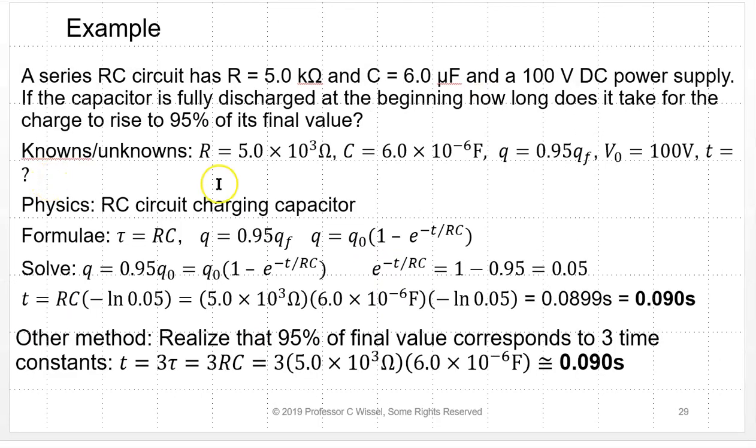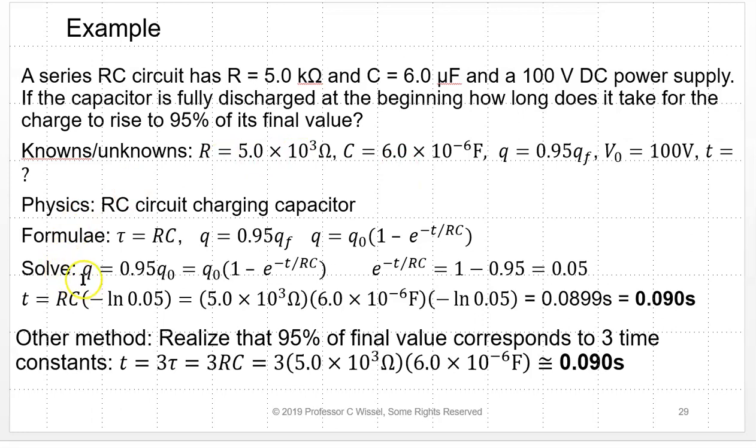Okay, the knowns and unknowns. The resistance is 5 times 10 to the 3rd ohms. The capacitance is 6 times 10 to the minus 6 farads. The final charge, Q, is 95% of the way there, so that's 0.95 times QF. V naught is 100 volts, and we need to find out the time. The physics of this is an RC circuit with a charging capacitor. Tau equals RC, Q equals 0.95 QF, and Q equals Q naught times the quantity 1 minus the exponent minus T over RC.